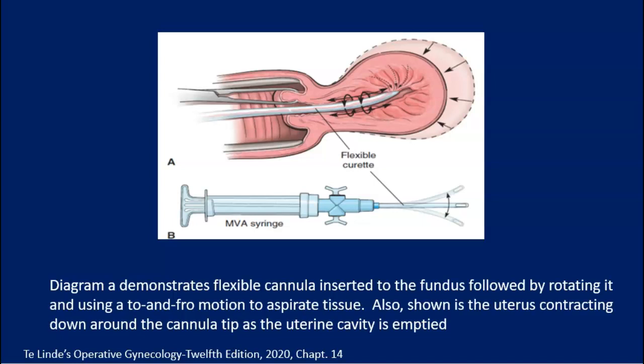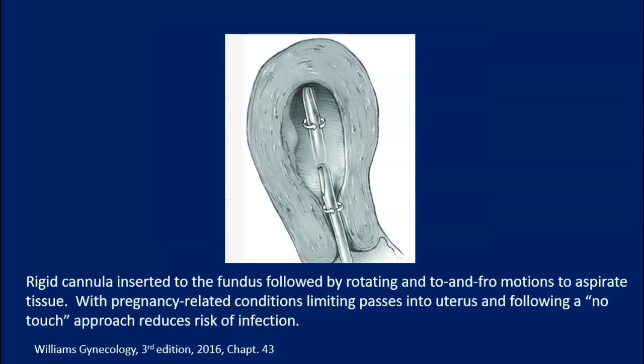And here in the top of the slide shows these curettes being rotated with the uterine wall collapsing or contracting around the tip. And this just shows with rigid cannula, one rotates them and then brings them back toward the cervical os.